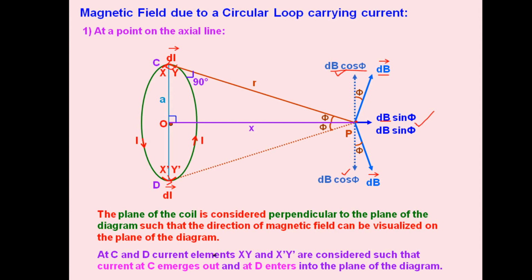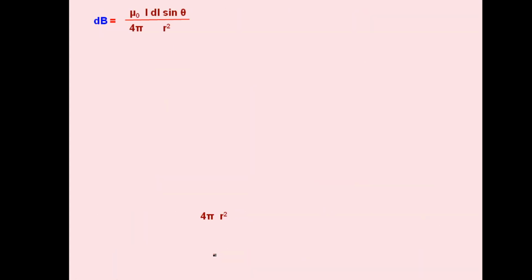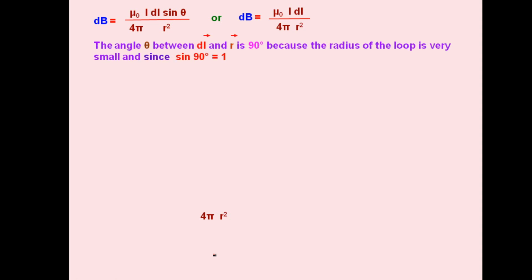So you can note down this figure, it is very important, that will help us to understand the derivation. You can draw it. Now coming to the next step, magnetic field at the point P due to element xy or x'y', we have mu naught I dl sin theta upon 4 pi r square, where theta is 90. So theta is 90, so the expression is mu naught I dl by 4 pi r square.